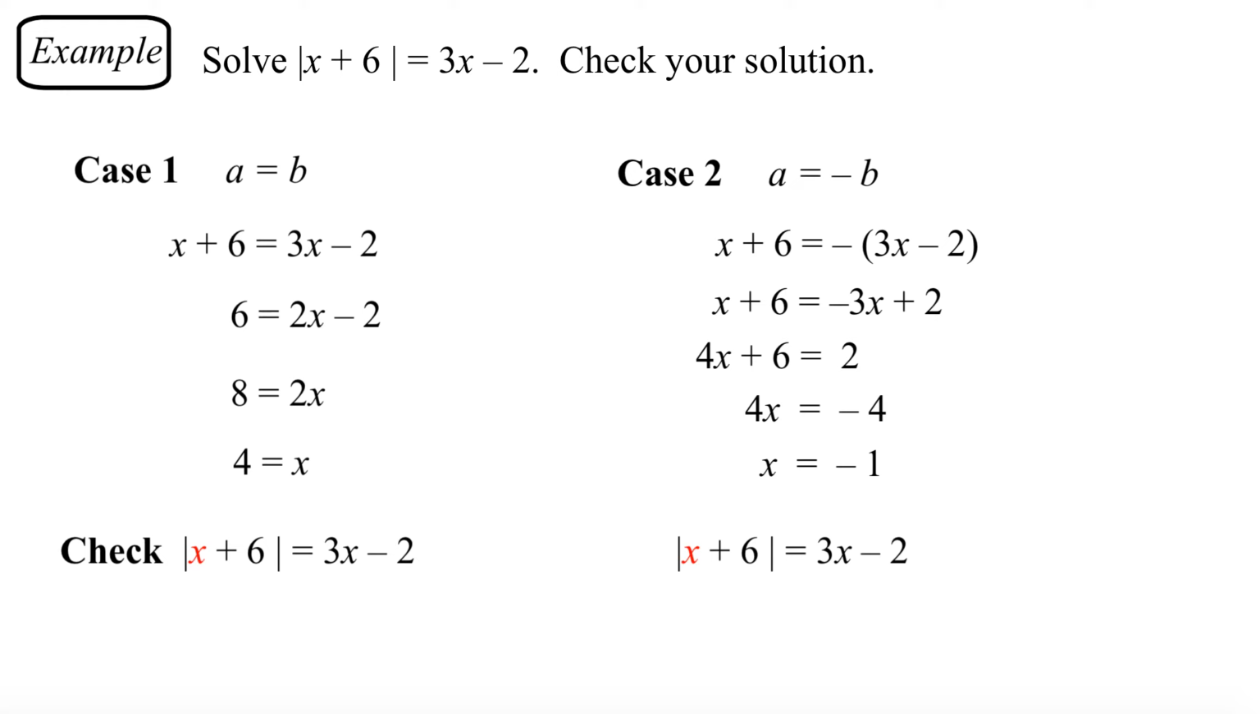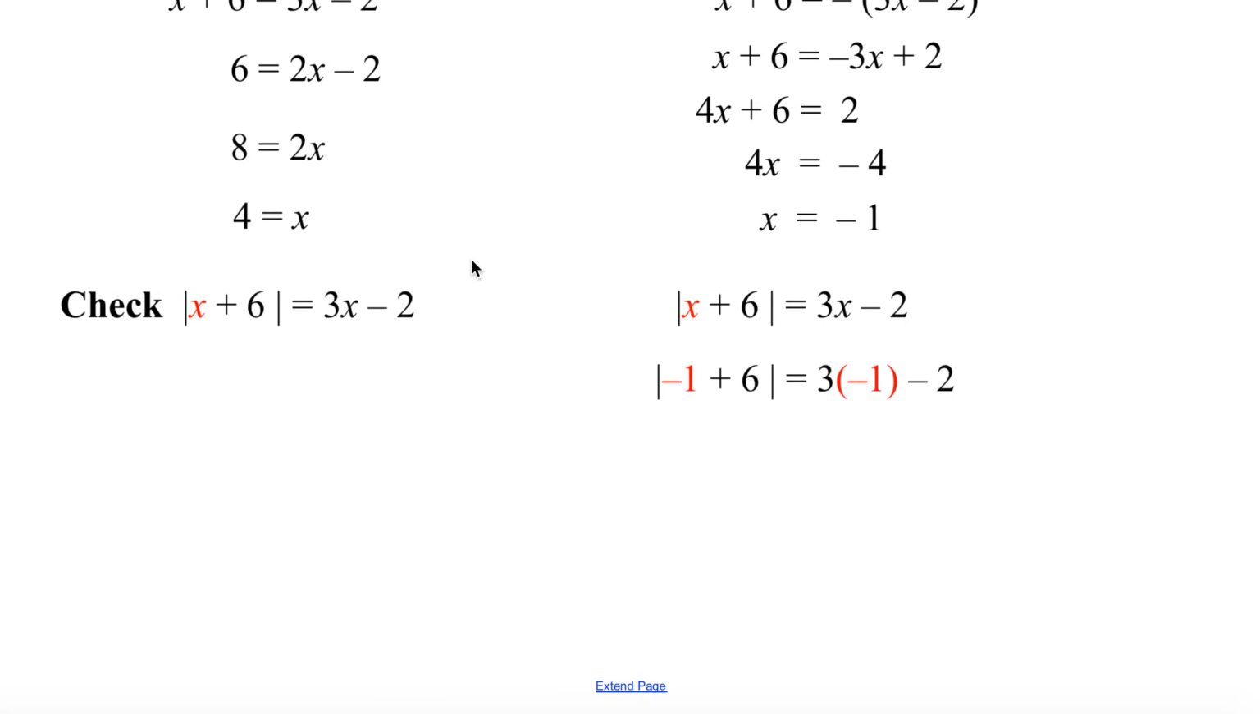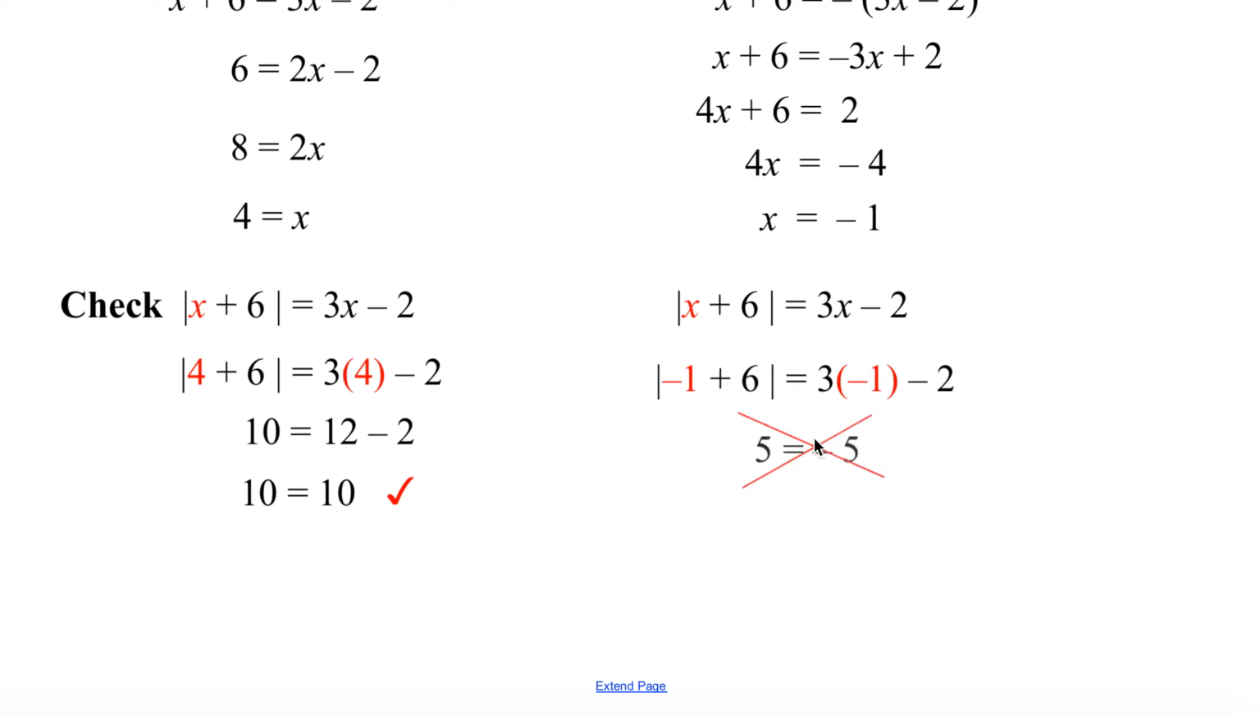Now let's check them out to see if they give us actual correct answers. So over on the left-hand side, we're going to plug in 4. We get the absolute value of 10 equal to 12 minus 2, which is true, right? On the right-hand side, we plug in a negative 1. So inside the absolute value, we get a positive 5, which is going to give us a positive 5. But on the right-hand side, we get negative 3 minus 2, which is negative 5. Not true. So that one is not a solution. So the only solution for this one is x equals 4.